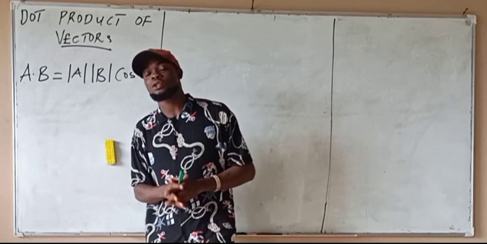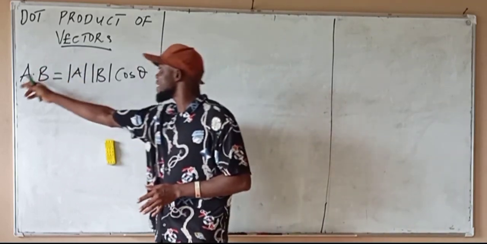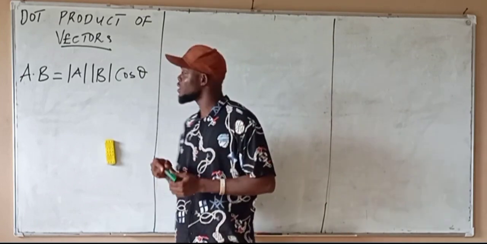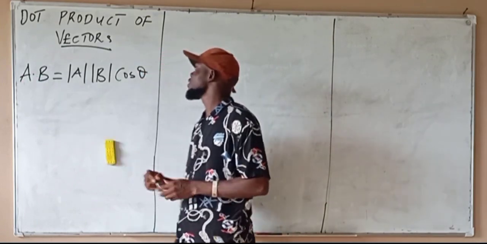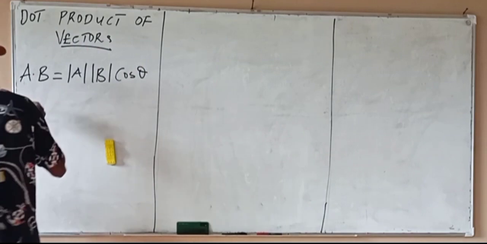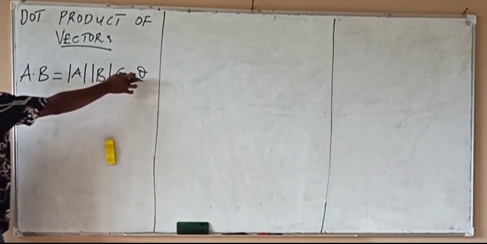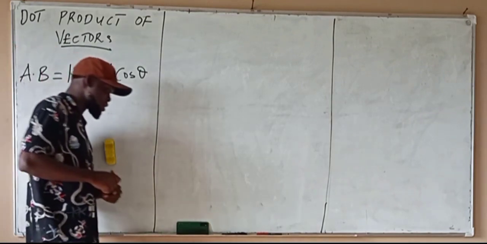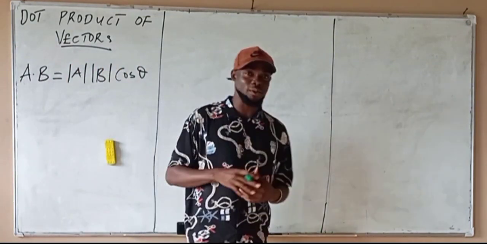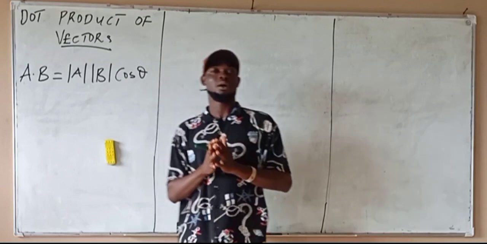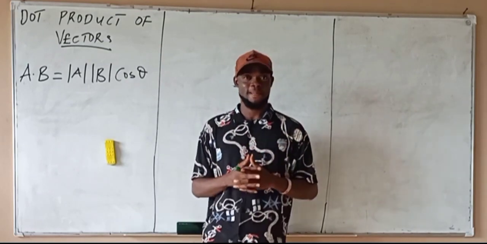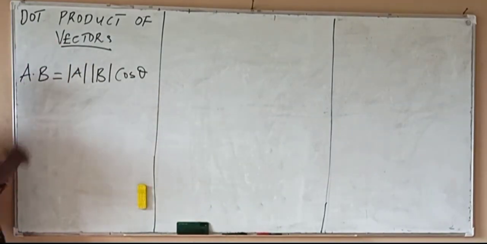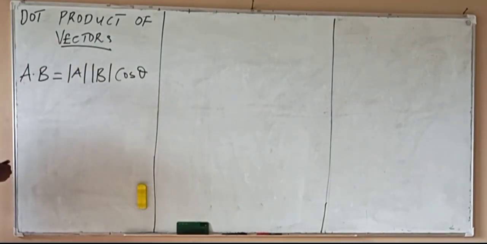So the scalar product or the dot product of two vectors A and B is defined mathematically as A dot B equals the magnitude of A times the magnitude of B times cos theta, where A and B are vectors. And this scalar product has its properties. Let's look at some properties of the scalar product.